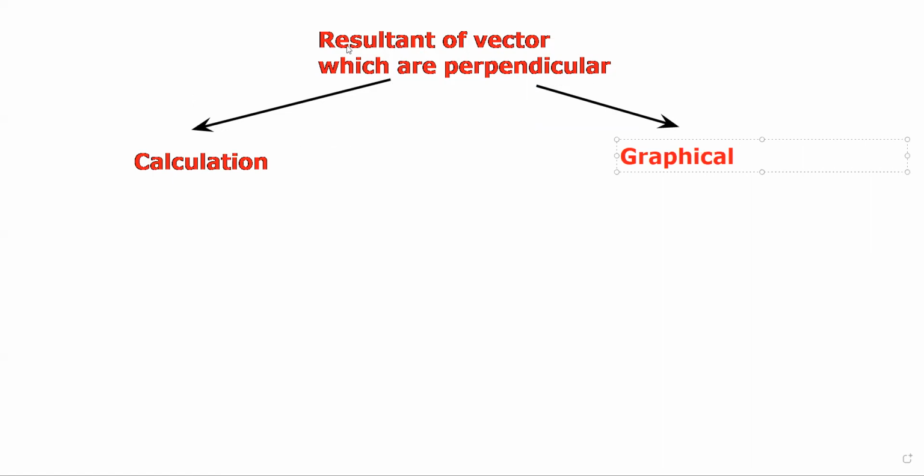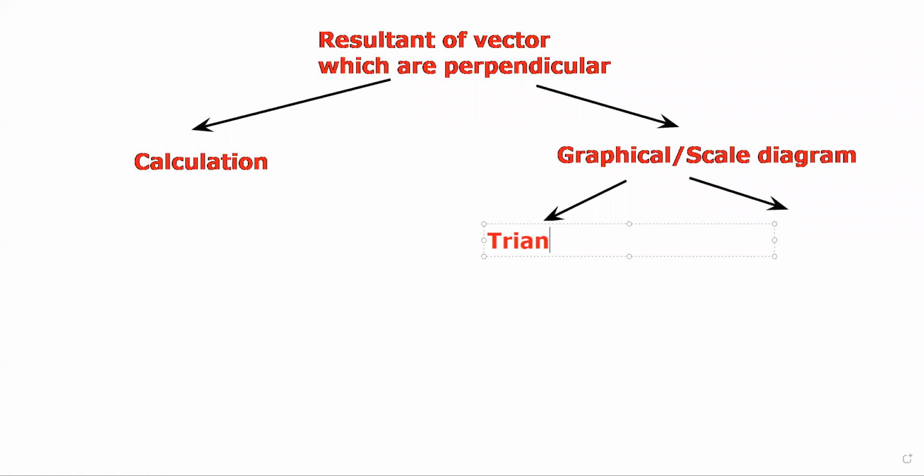And the graphical method is divided into two categories. You can use in a graphical method. Graphical method also refers to a scale diagram. And in a graphical method or a scale diagram, we can solve by using a triangle method, or we can solve by a parallelogram. So I'll explain each of them.